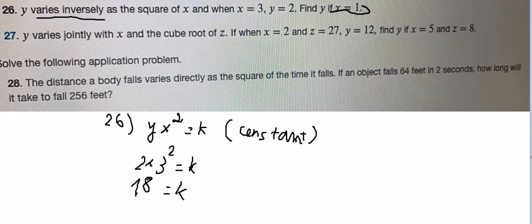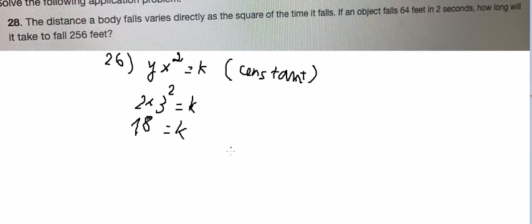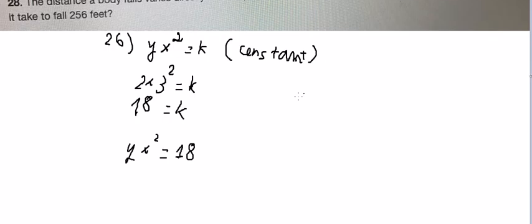Now we have x equal to 1. We have y, x squared and 18. We just calculate here. And we have x equal to 1, so we put 1 in here. And we get y equals 18. And this is the answer to the question.